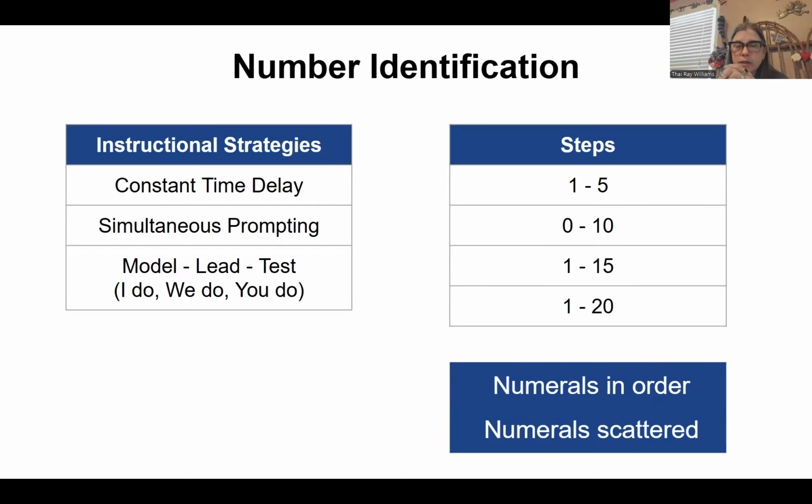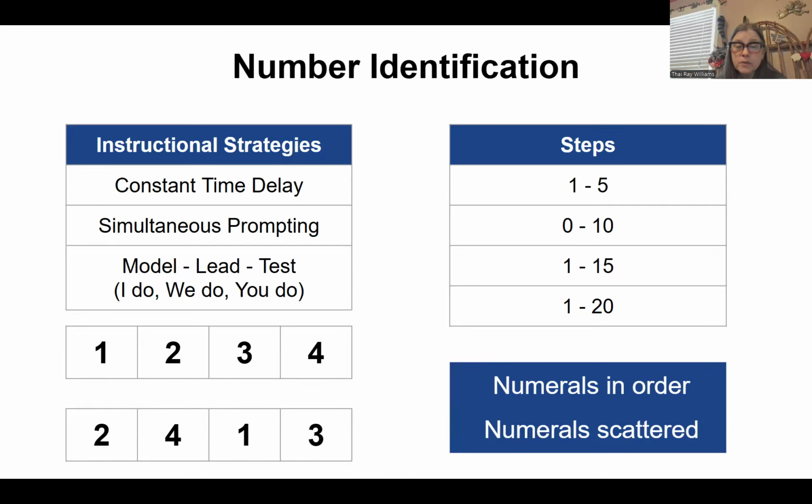When you're teaching number identification, the way we start is by having the numerals in order when we have students identify those numerals. So we would start with them in sequential order from 1 to 4 as an example. If we were having them respond receptively, we would say, touch 4. Once they have mastered number identification in order, then we present the numerals in a scattered format. Again, you can see how the rigor and the difficulty of the skill increases once you move them into a scattered format.